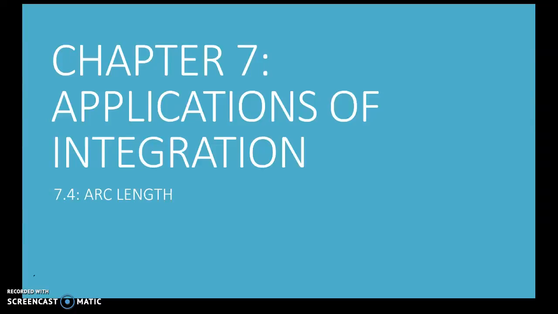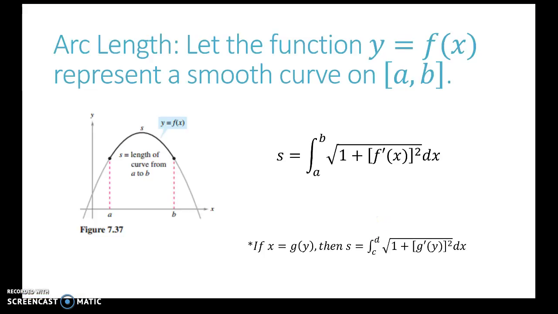Okay, one lesson from chapter 7, arc length. So chapter 7, remember, that's when we found area bounded by two curves, volumes of revolutions, and solids. Okay, so now arc length.